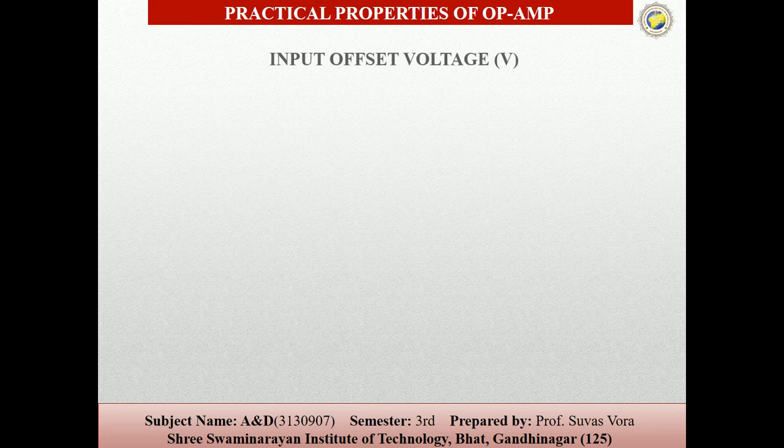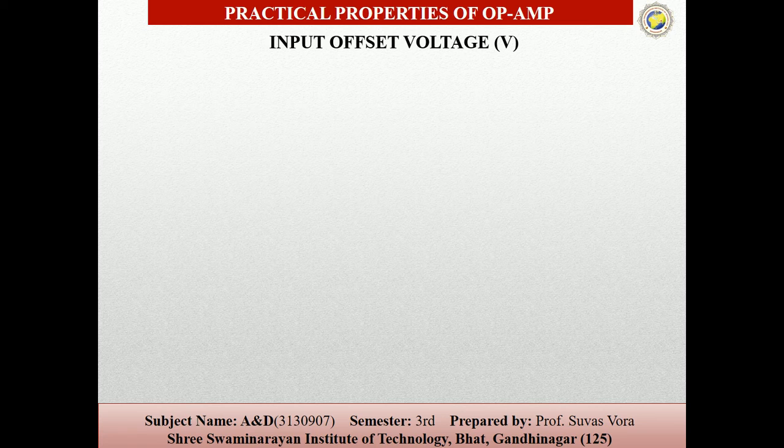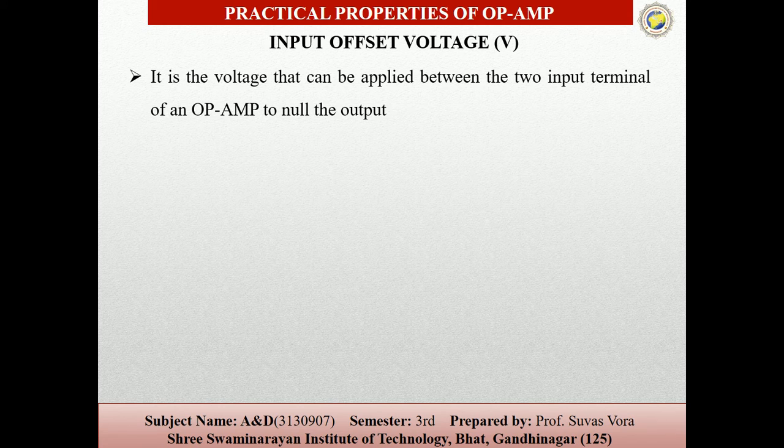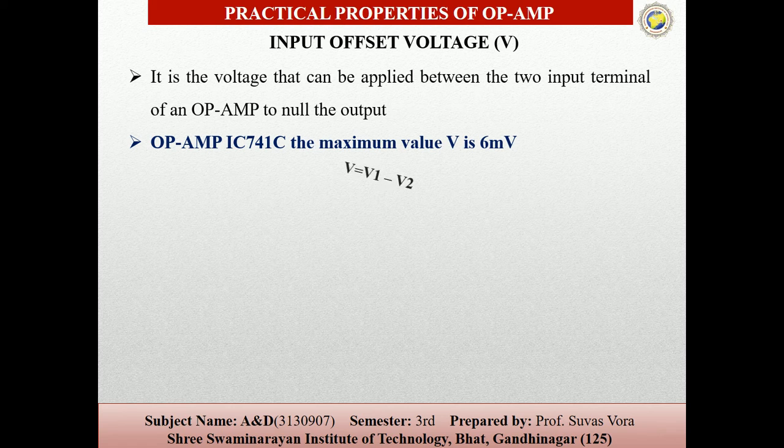Then the input offset voltage. Offset voltage is the voltage that must be applied between the two input terminals of the op-amp to null the output, that is, to make it zero. For the IC 741 the maximum value of V is 6 millivolts, and the equation is V equals V1 minus V2.